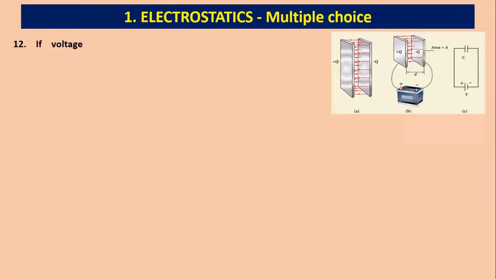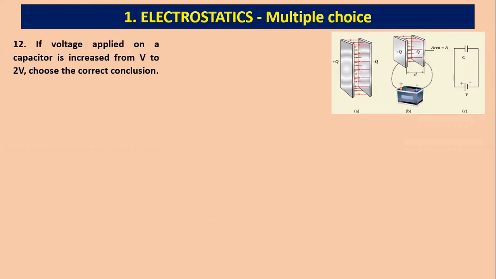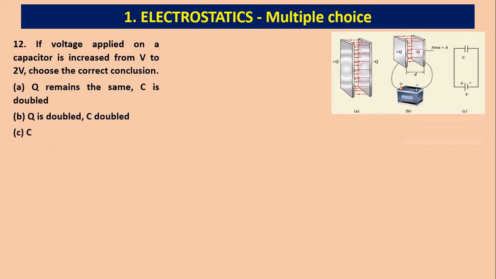So let us go for the problem. If the voltage applied on a capacitor is increased from V to 2V, choose the correct conclusion. Option A, option B, option C, and option D. Right? When the voltage is being doubled, what happens to the capacitance or charge in the capacitor?